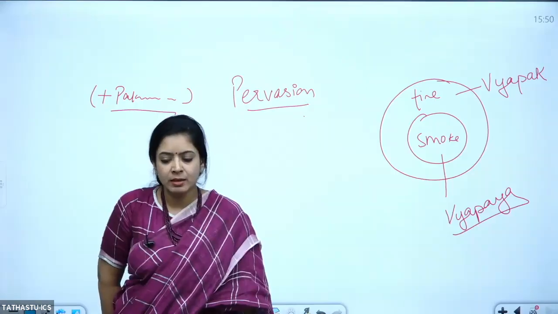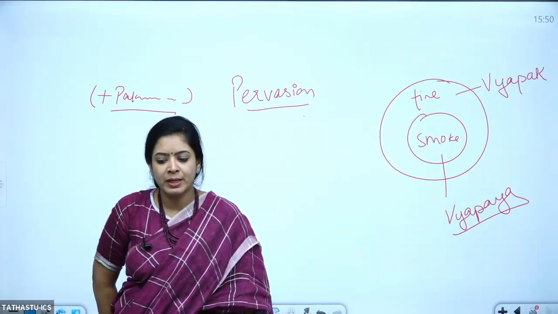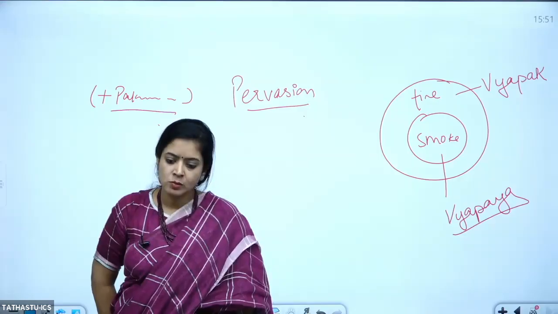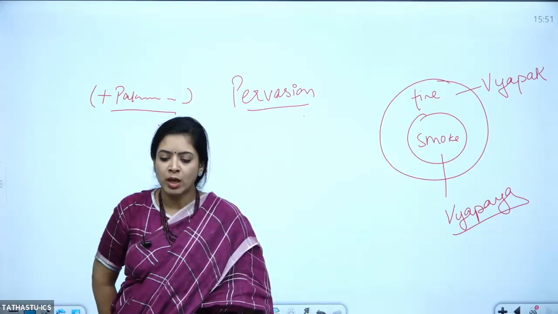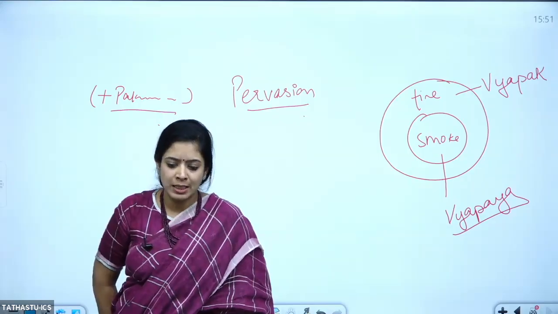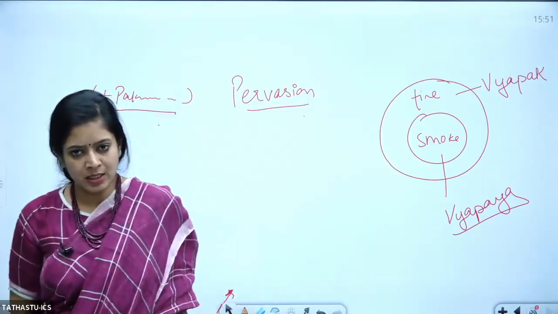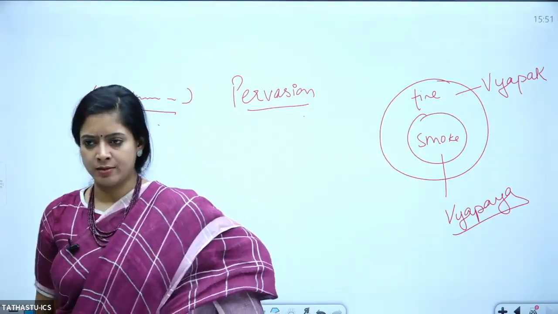But, next line: vyapti cannot be formed by fire as hetu and smoke as sadhya, because there are smokeless fires. Example, red hot iron.